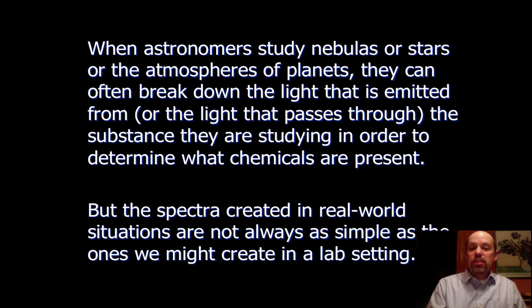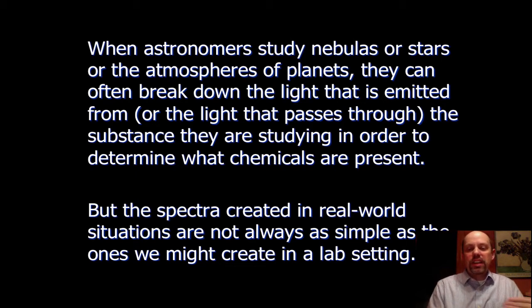When astronomers do it, they sometimes are looking at stars, sometimes they're looking at nebulas, sometimes they're looking at the atmospheres of other planets. This is the kind of thing that helps us figure out what the atmosphere of Venus or the atmosphere of Titan looks like, or what Jupiter and Saturn and Neptune and Uranus are made of. We can figure out the chemical compositions of these gases by analyzing spectra.